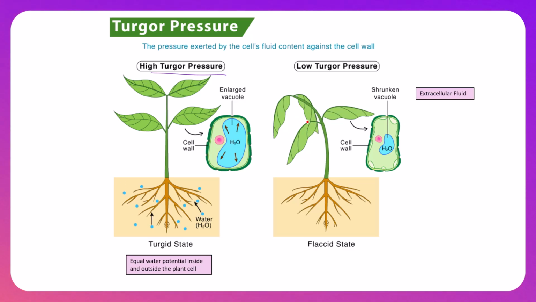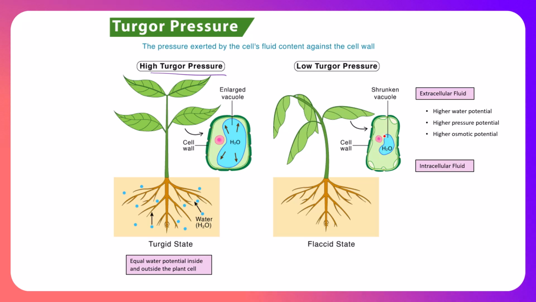There typically is higher water potential outside of the plant than there is inside of the plant. And so there are two fluids we need to keep track of. You have extracellular fluid and you have intracellular fluid. The extracellular fluid is the fluid outside of a cell, and the intracellular fluid is the fluid inside of a cell. And so in a low turgor pressure situation, you have higher water potential outside than you have inside. You have higher pressure potential outside than you have inside, and you have higher osmotic potential outside than inside.